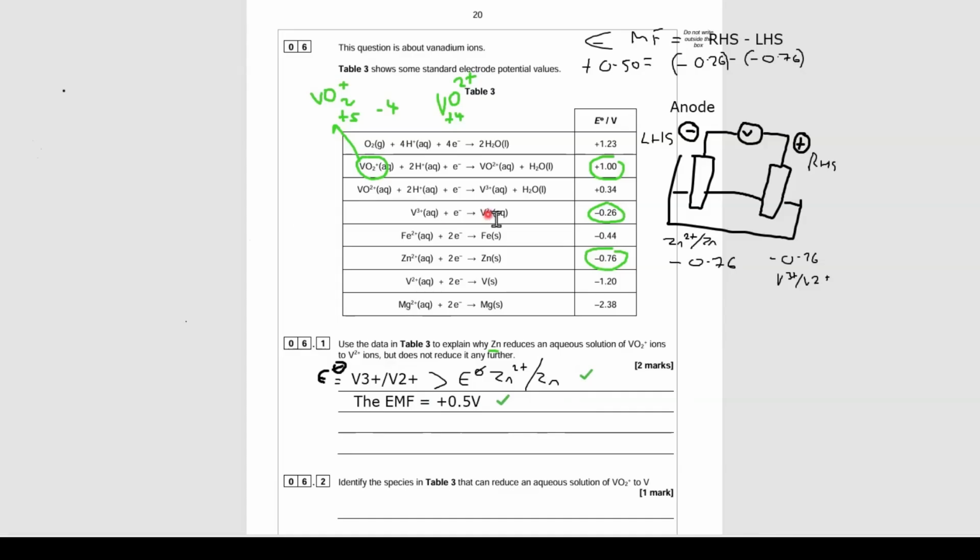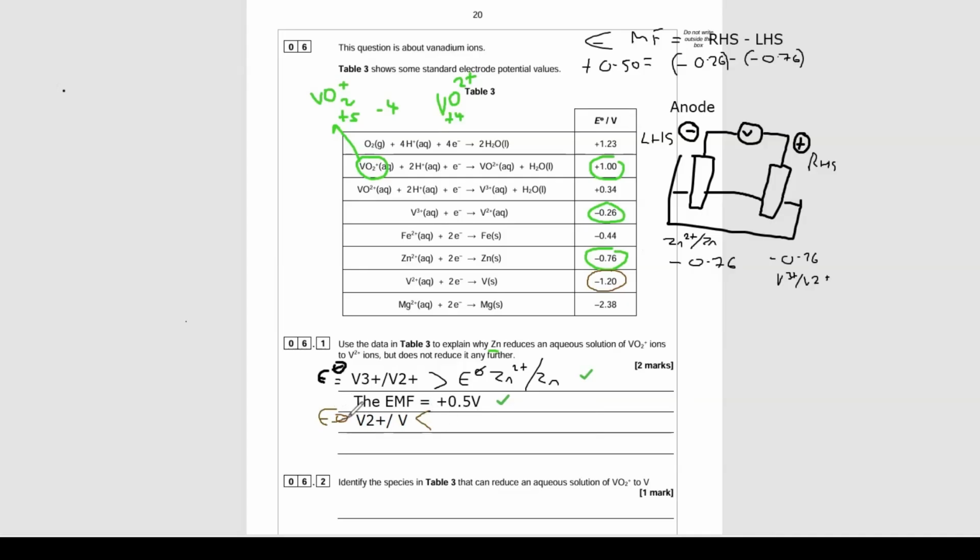Now, the actual harder mark is to get the second mark, which is to explain why it does not reduce it any further. And actually, there is an easy way to explain it and a more difficult way, but we're going to go through them both. So where are we? Have a look, peeps. That's minus 120, and that is minus 0.76. So which one is more positive? So what we want to say is, actually this time, the V2 plus to V. I want to do it in the same context that I did the first mark, V3 plus to V2 plus. I'm saying, look, the other half cell this time, and I want to reverse that and say, look, actually, it has a lower electrode potential, right?